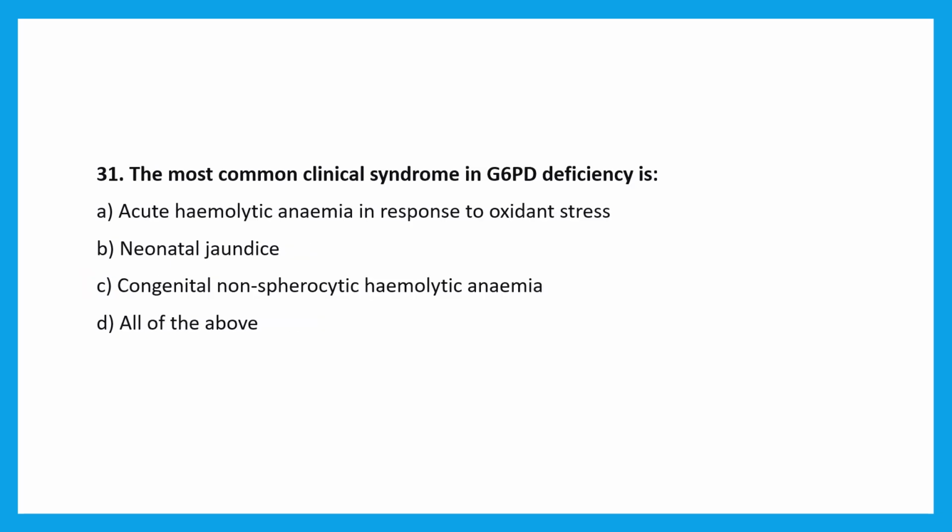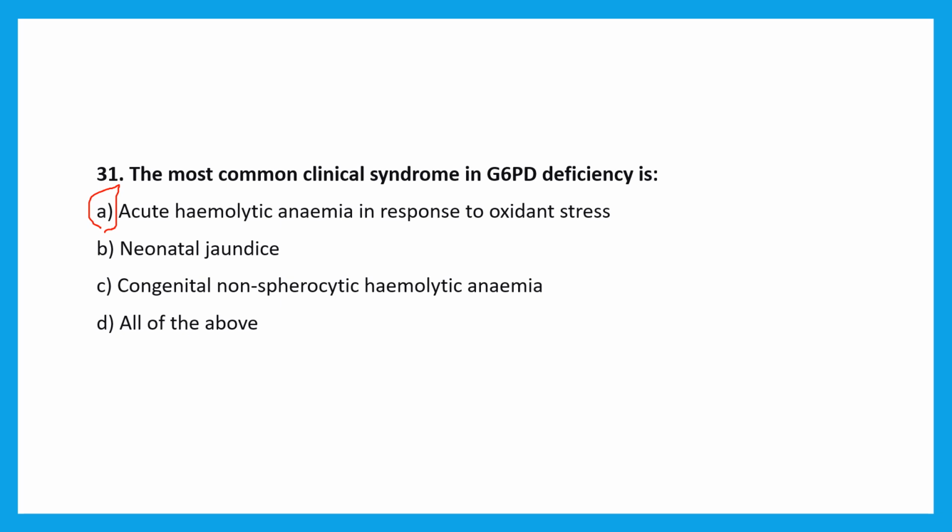Then we go to question number 31. The most common clinical syndrome in G6PD deficiency is what? A, acute hemolytic anemia in response to oxidant stress. Before you go in further, this is actually correct. Then neonatal jaundice, congenital non-spherocytic hemolytic anemia, and all of the above are not really the correct answers.